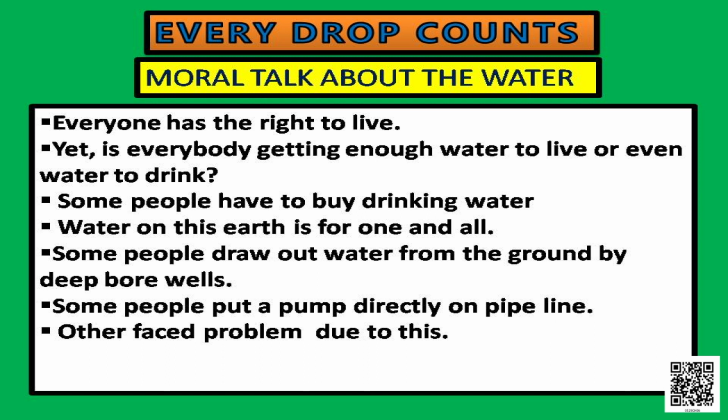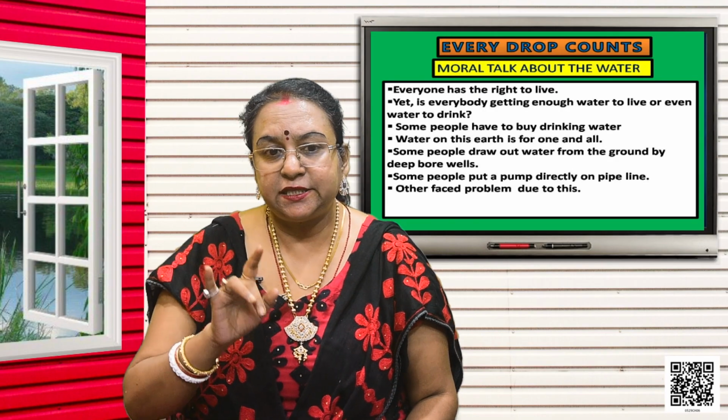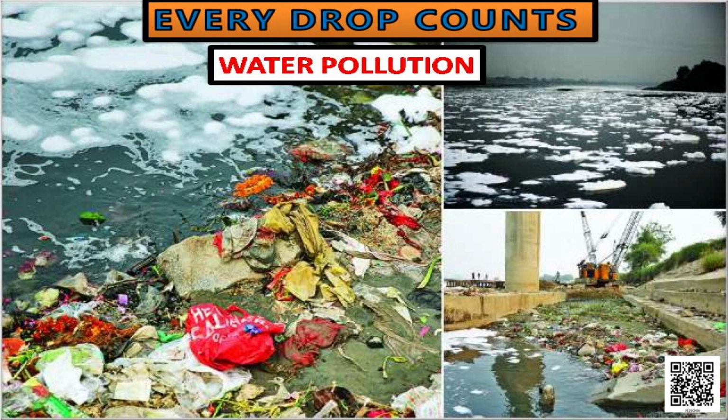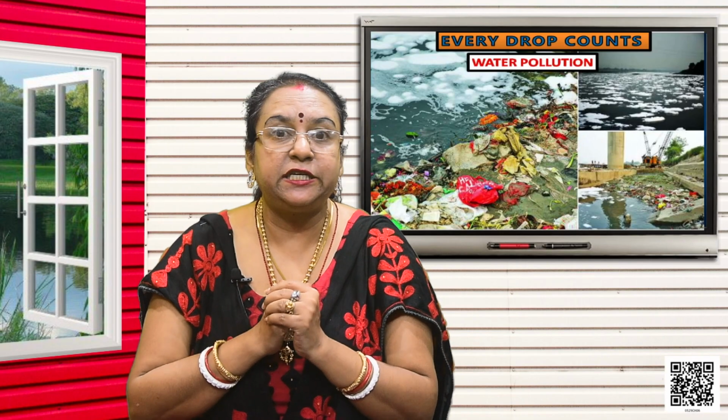So here we have jotted down the sentences from which you can find what are the illegal or wrong things we are doing with the water. And due to those wrong actions, many others are suffering. As it is said, some people put a pump directly on the pipeline, due to which others are facing problems. Now see this picture. From here you can come to know what I really want to talk with you. I told you we must develop some sensitivity towards water.